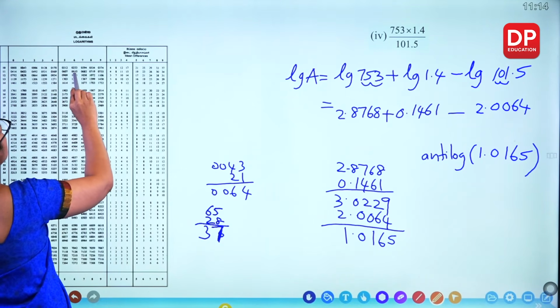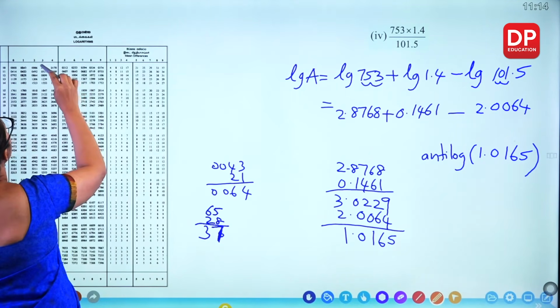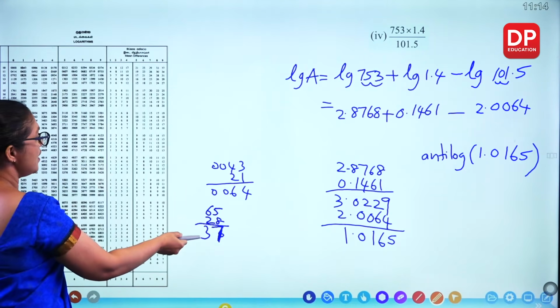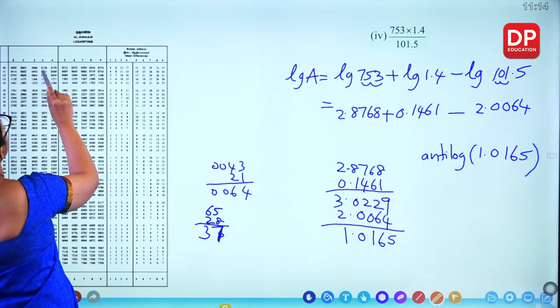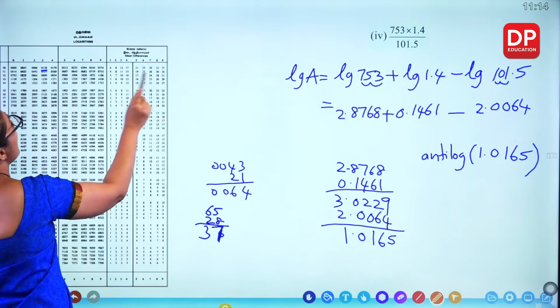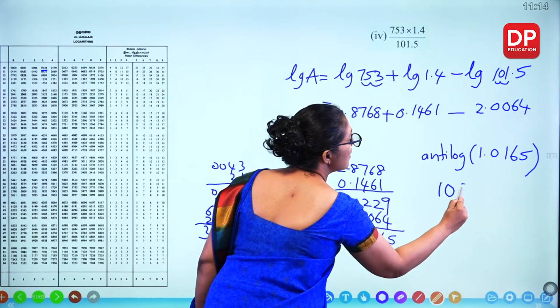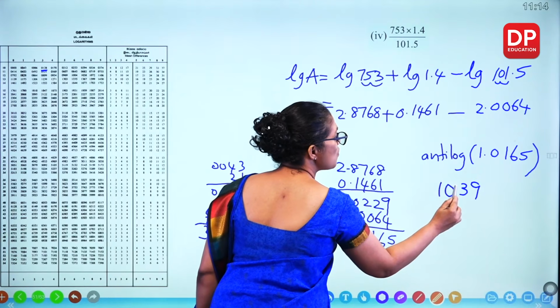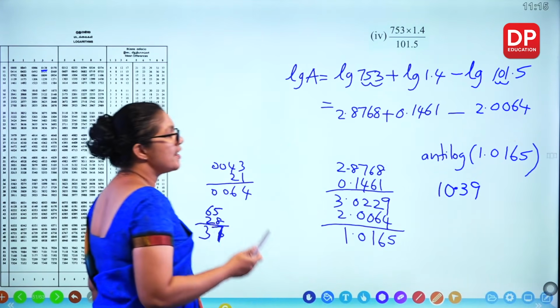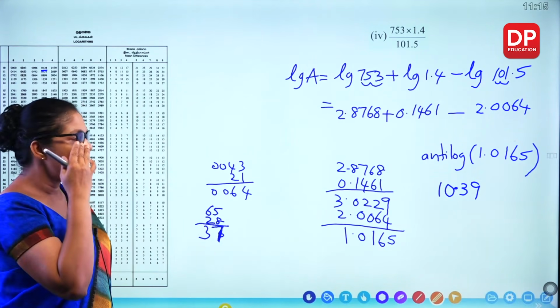43 you are getting from 21. So here you get 10, 3 and 9. And the characteristic is 1. So the answer is 10.39 when you use the logarithms.